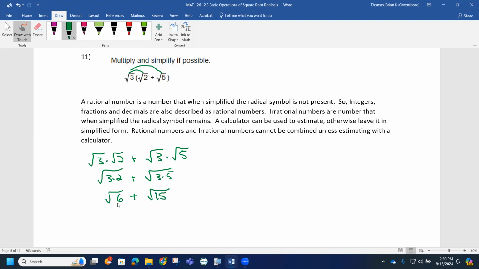And since these are not the same radicals, since these numbers are different, I cannot combine those together. Those are simplified. You cannot combine those together. That's as far as you can go. You cannot say the square root of 21 in that problem. That would be incorrect. Those are unlike radicals. You can only put them together if these numbers were the same.